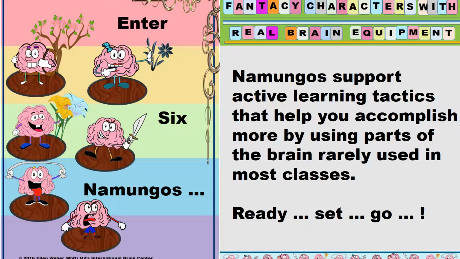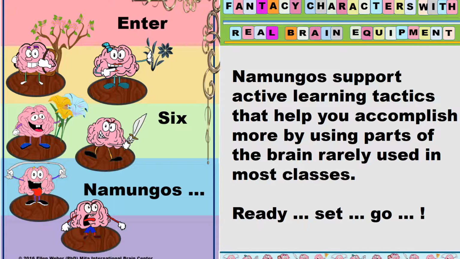To help us to launch this brain-based culture for the first time, enter 6 namungos. What are namungos, you ask? Good question. They're fantasy characters with real brain parts, real brain equipment. To use neuro discoveries in neurosurgeon language probably won't work.